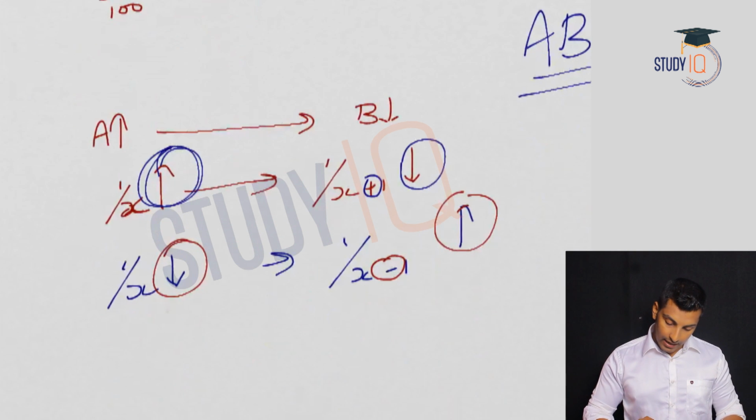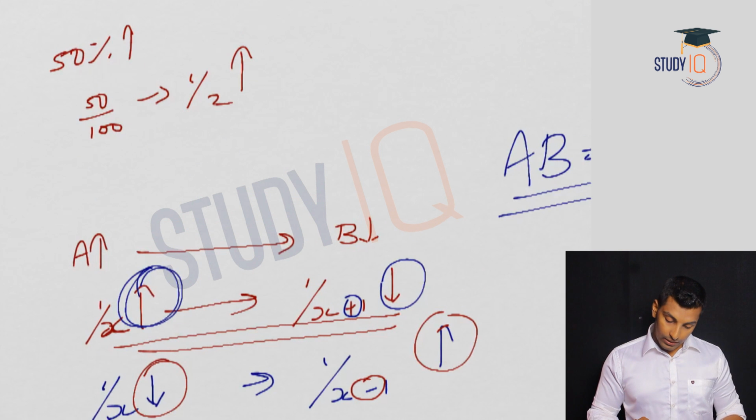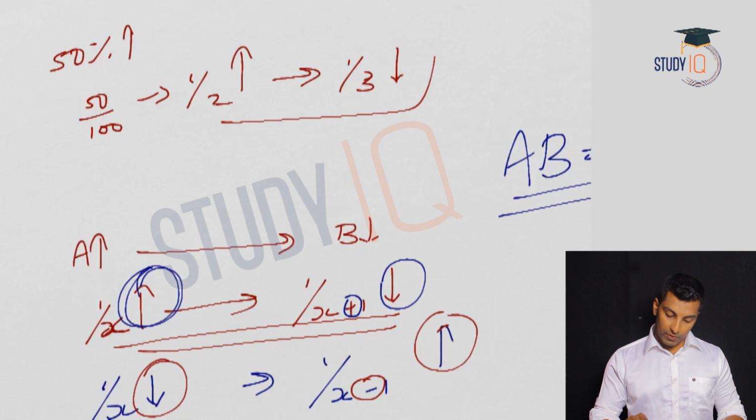So as per our understanding, that will lead to 1 by 3 decrease. 1 by x means 1 by x plus 1. So this will lead to 1 by 3 decrease. So I hope this is clear.